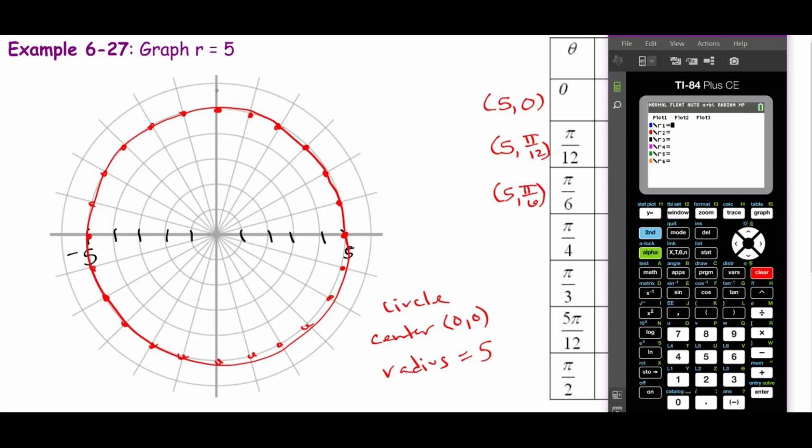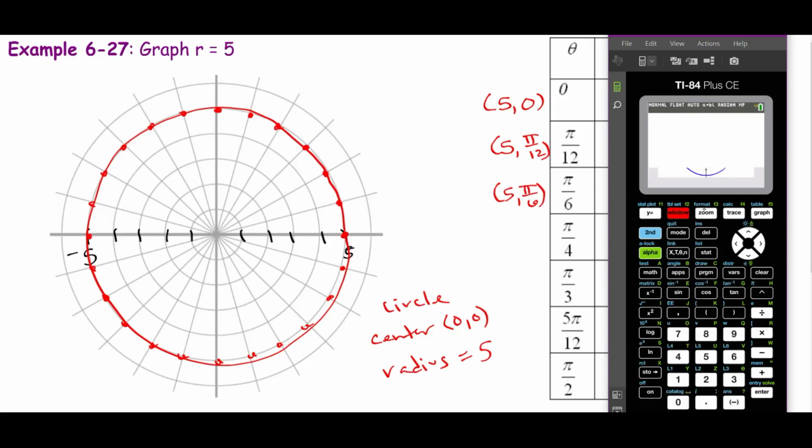So here we're just going to graph r equals 5. I'm just going to type in the 5. Again, I would start with a Zoom 7, and then you can see your circle. It's a little off here because of your window, so I'm going to do a Zoom Square. When I zoom square, it adjusts my x and y axis so that the grid is equal. Now you can see you've got this circle.